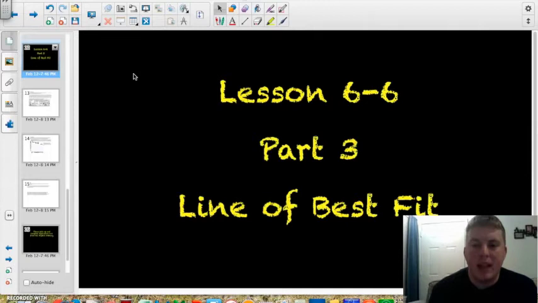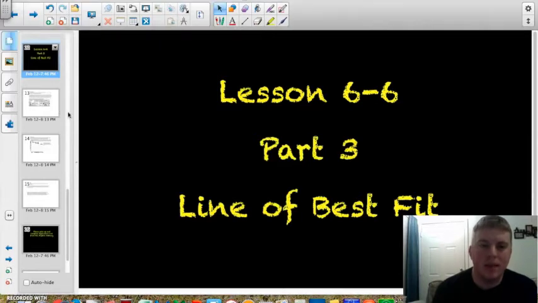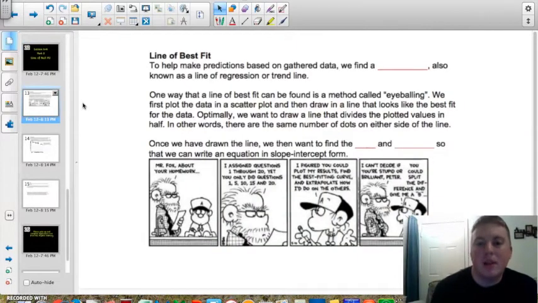Welcome to the finale of our lesson 6-6. This is part 3. We're going to be looking at the line of best fit. Now, to help make predictions based on data that we have gathered, we find a line of best fit. Some other things that you might hear line of best fit referred to as a line of regression or a trend line. We tend to use those interchangeably, so if you hear one, it could mean any of those three. They're all going to be the same thing.